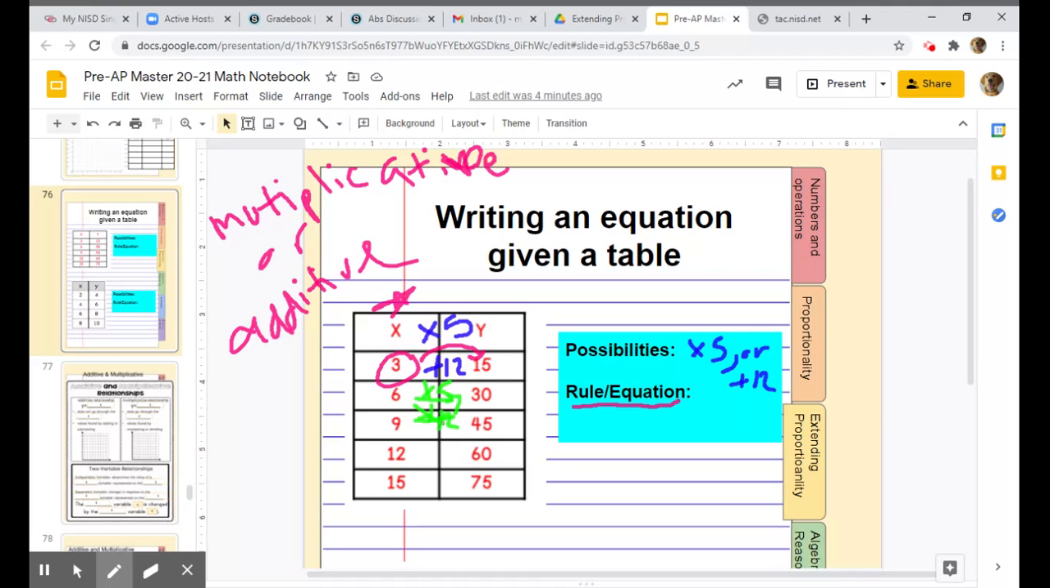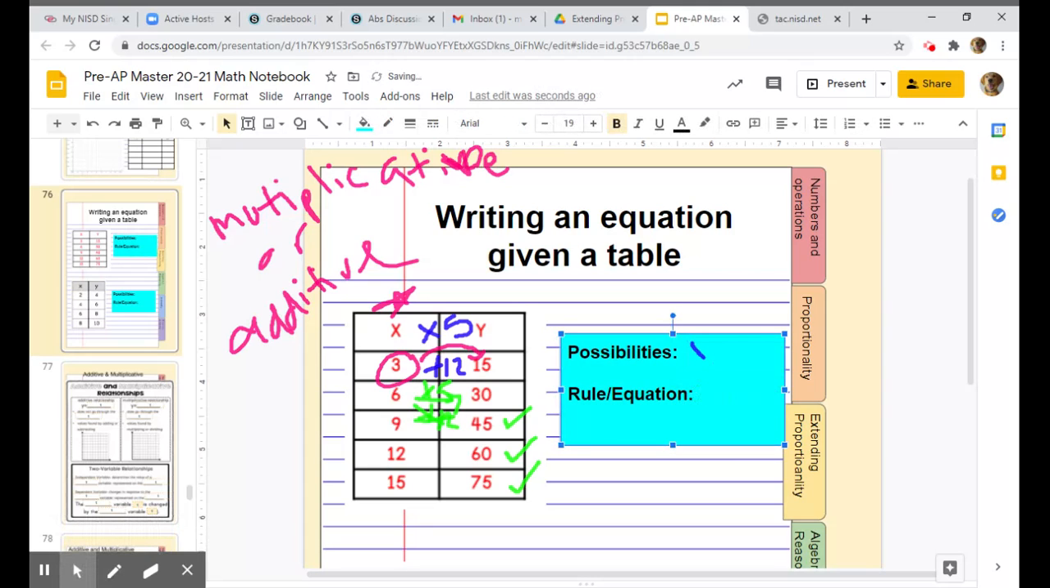That means times 5 is what we think the rule is. Okay, so we're going to keep checking. Is 9 times 5 45? Yes. Is 12 times 5 60? Yes. And is 15 times 5 75? Yes. So that means our rule or our equation that we're going to type in this box here is, well, where'd everything go? Okay, our rule is that y equals x times 5.